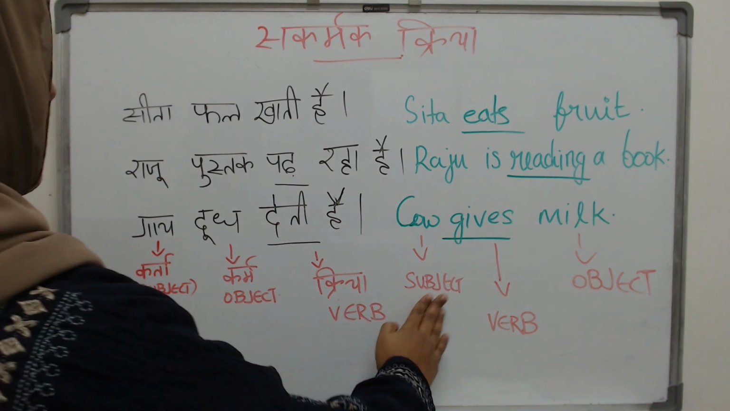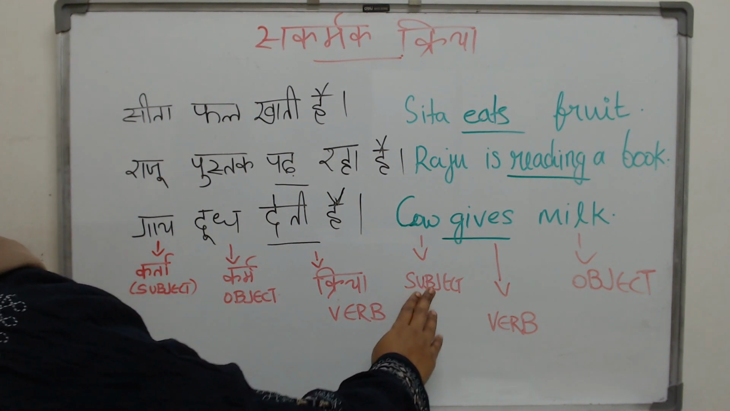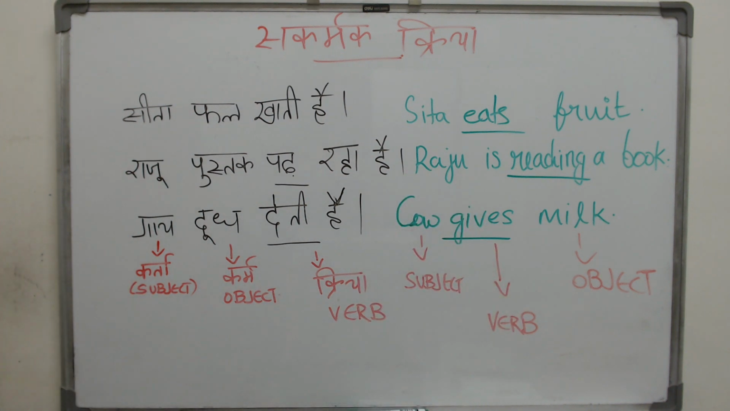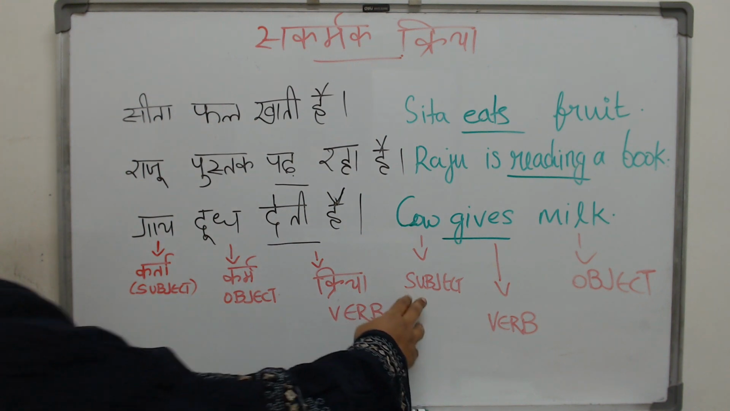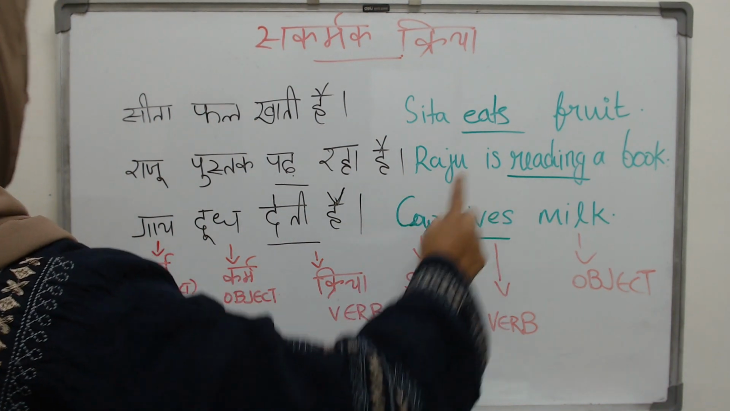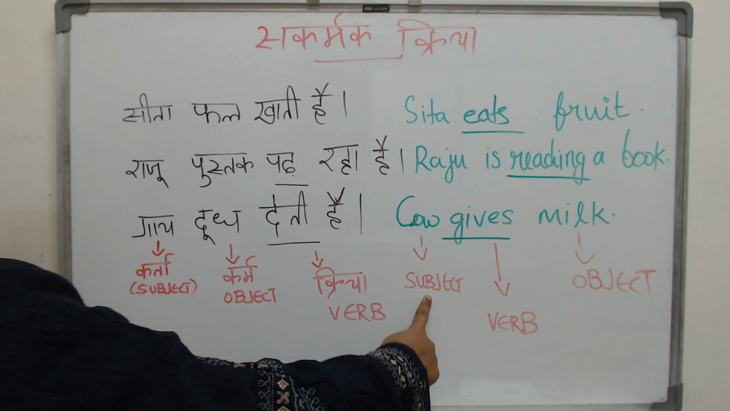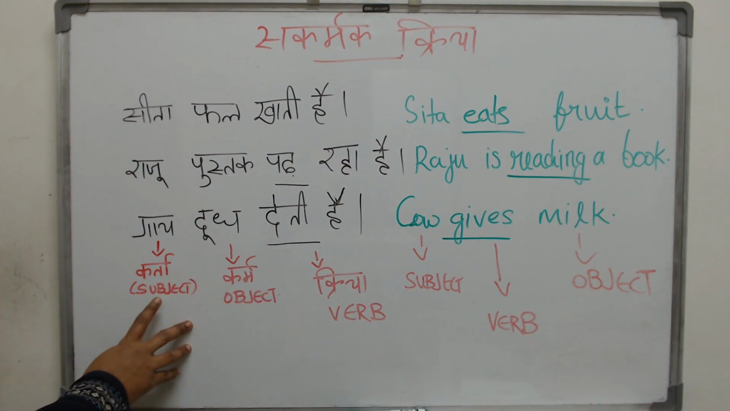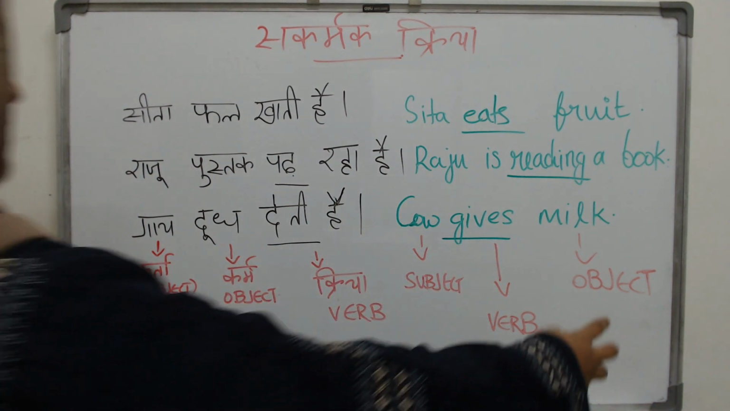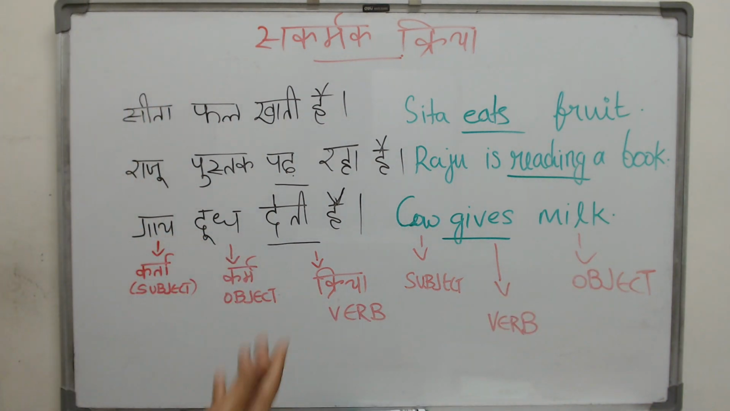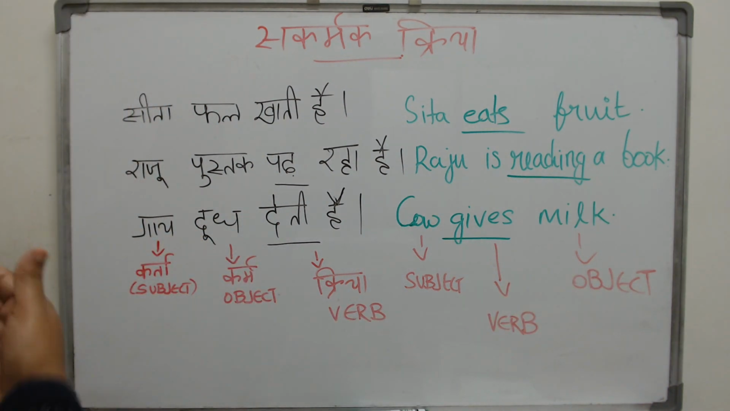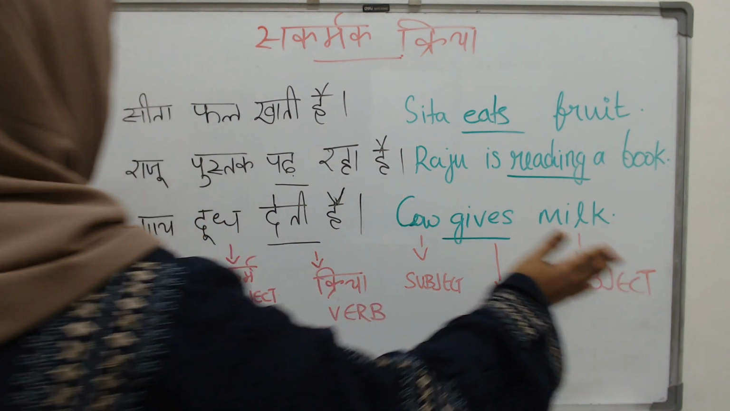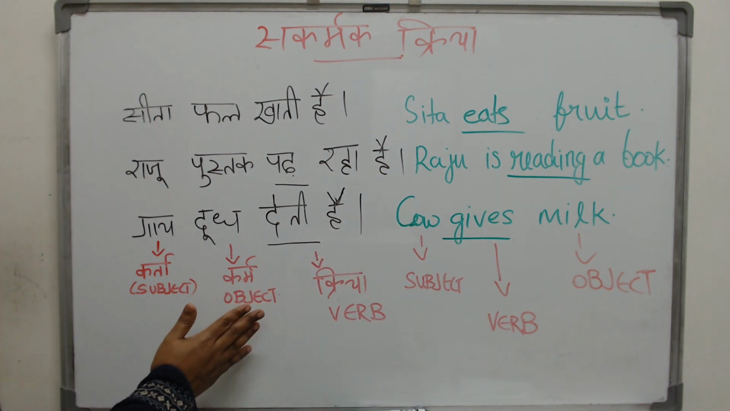Now subject is any noun or pronoun that does the action, or in other words any name, place, animal, thing, any noun or pronoun that does the work is called the subject in English. In Hindi it is known as karta. And then we come to the object. Object is any noun or pronoun that receives the action, on which the action is done. In English it is known as object, and in Hindi it is known as karma.